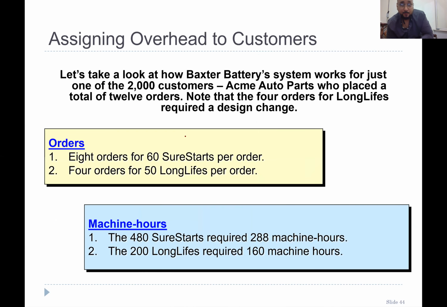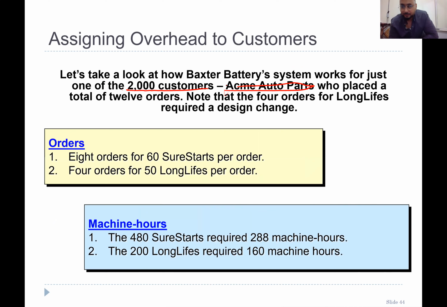Now, what if we want to find out how much this customer costs us? Right? So let's just have this illustration. So now we are entering towards our today's agenda. Here we go. Let's take a look at how the Baxter Battery system works for just one of the 2,000 customers. It means the Baxter company has 2,000 customers. Among those 2,000 customers, one is Acme Auto Parts, who placed the following orders.